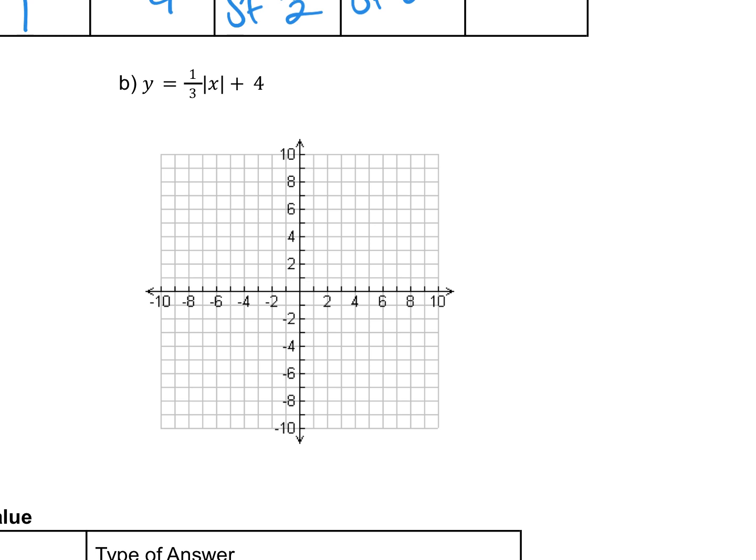All right, this one. So I've got shrink, scale factor 1/3, and then up 4. That's it. So it starts at 4. Now this time the slope is positive 1/3 and negative 1/3. So up 1 over 3 in both directions.